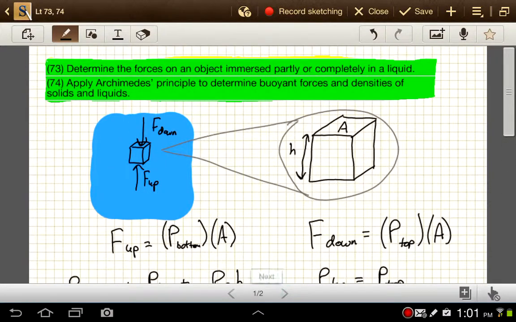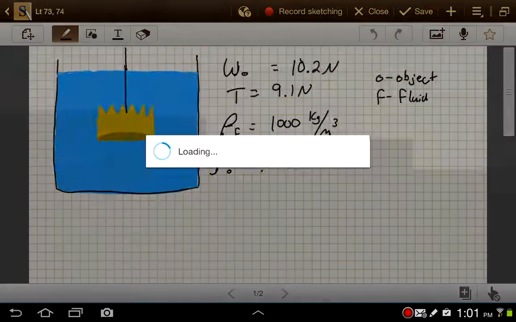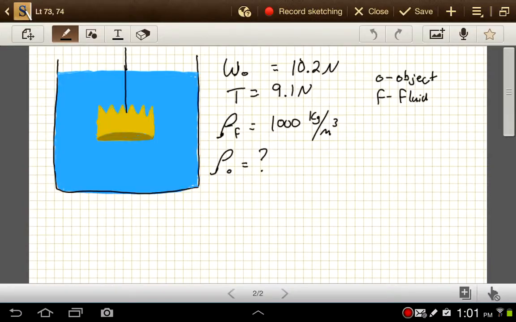Now this is a principle called Archimedes Principle, and the story goes that Archimedes developed this in trying to solve a problem for King Hero of Syracuse.